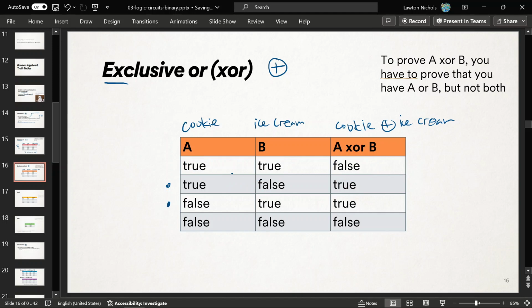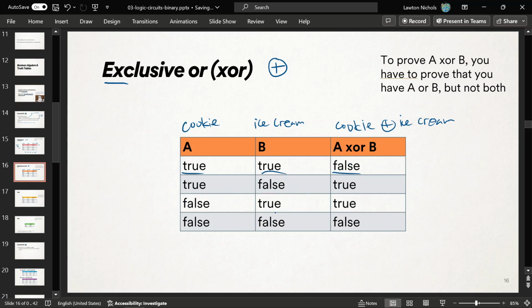You can have a cookie or ice cream, and mom was telling the truth, right? About that kind of or. You can have the cookie but not the ice cream, or you can have the ice cream but not the cookie. That's what it means, okay? So that's the only difference is this one. They can't both be true, all right?